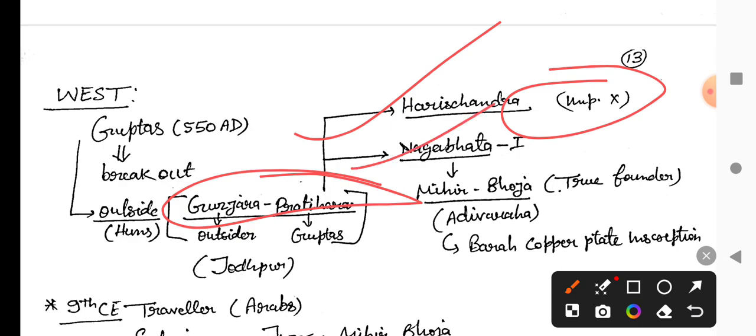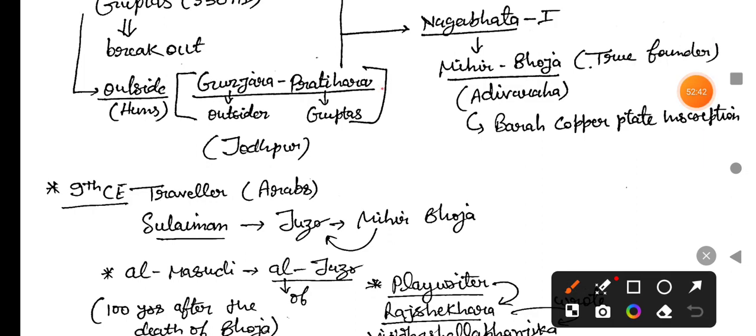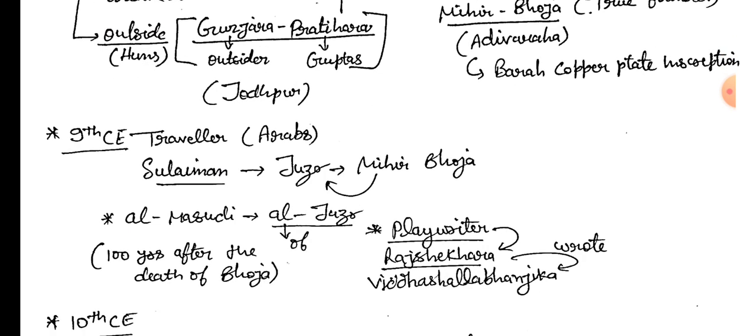After Harishchandra, Nag Bhatt I came. Nag Bhatt I, also known as Mihir Bhoj, was the prominent ruler of the Gurjar Pratihar and the true founder of the Gurjar Pratihar Empire. He also adopted the title of Adi Varaha. A copper plate inscription mentions his Adi Varaha title.